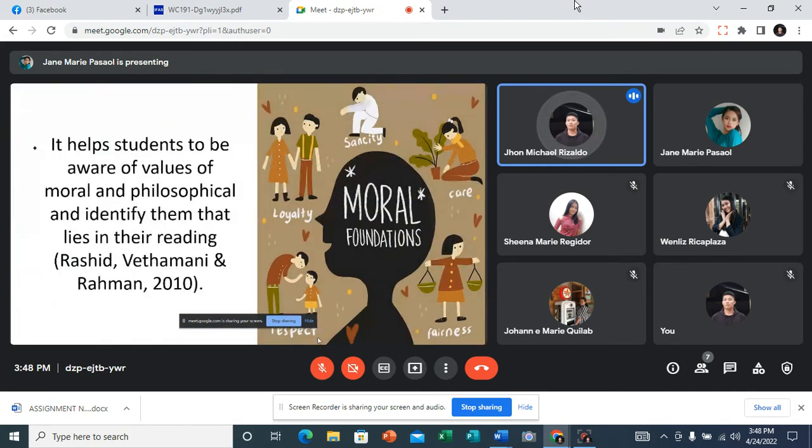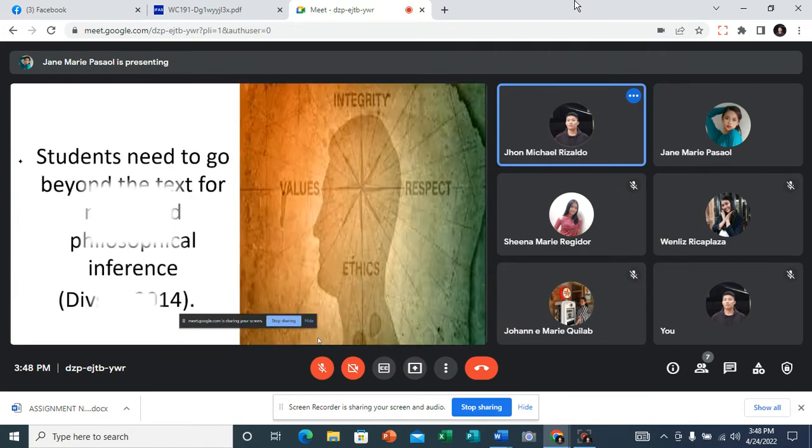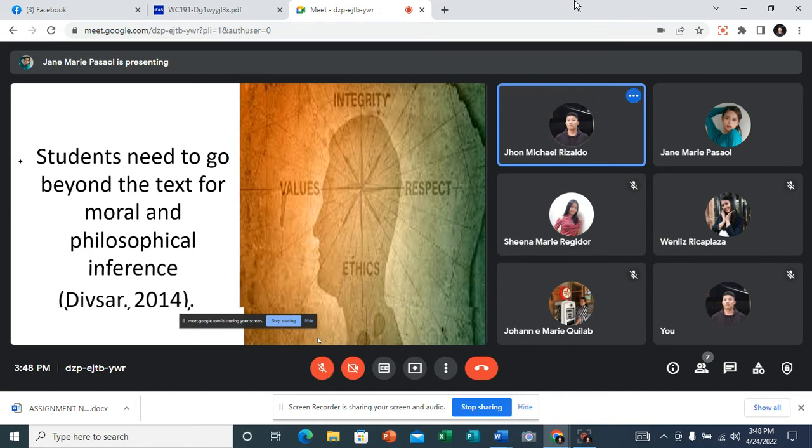According to Rashid, Vethamani and Rahman 2010, it helps students to be aware of moral and philosophical values and identify them in their reading. Next slide. It is also stated by Divsar 2014 that students need to go beyond the text for moral and philosophical inference. Next slide.